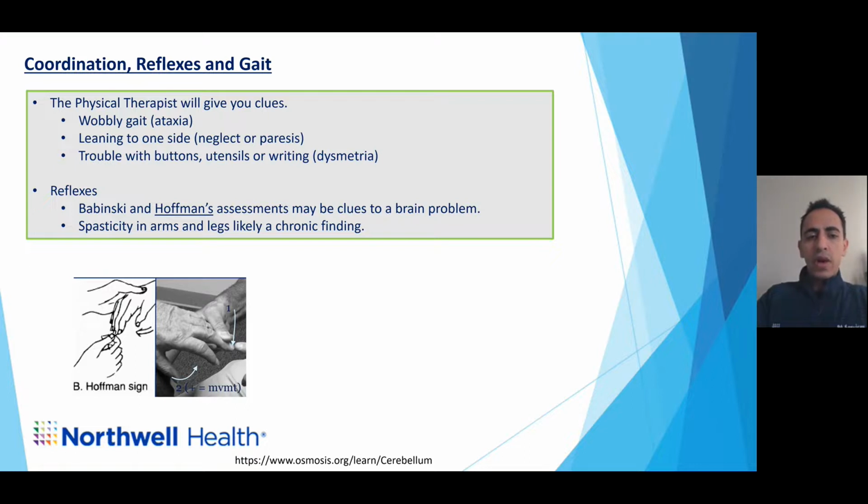This is a picture of a Hoffman sign. It's similar to what we do in the leg for clonus, right? I'm sure a lot of you know clonus. You can do the same thing on the hand. You can flick the finger and the thumb goes like this. That's a sign of an upper motor neuron or brain or high cerebral problem.